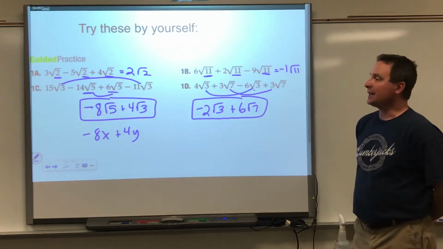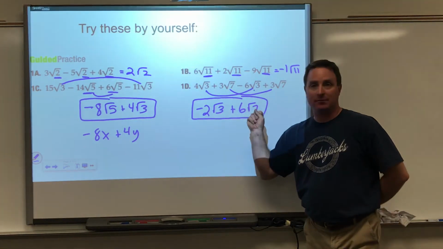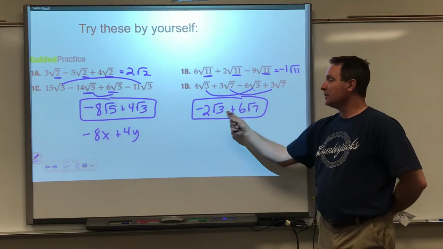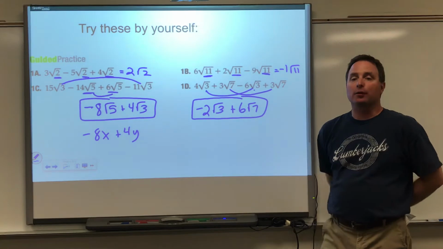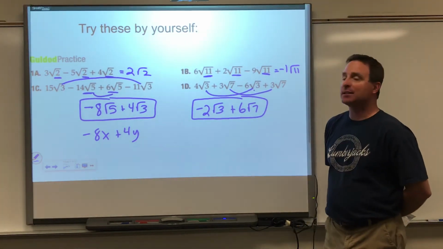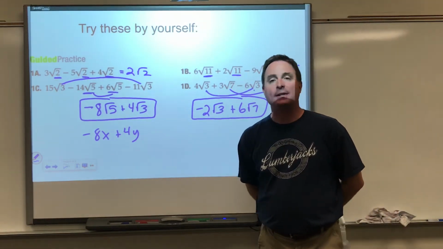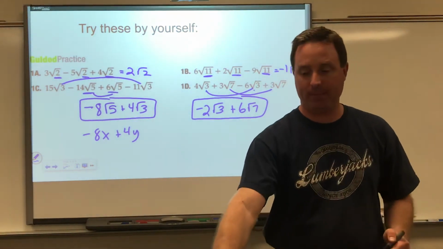One question I get a lot is, does it matter which one of these you write first? No, it does not. They can be in any order, just as long as you make sure that they have the correct sign on them. So once again, the key word here with adding and subtracting radicals is that they have to be like terms. The radical parts have to be the same in order to combine them.